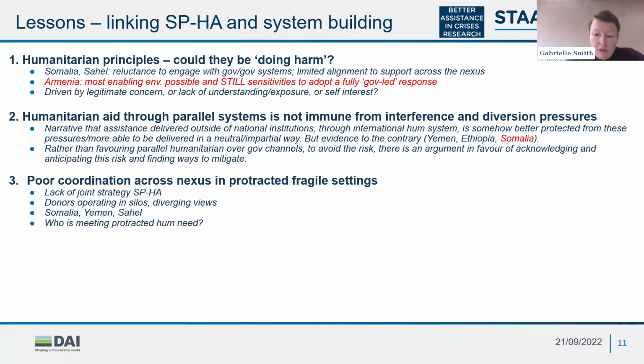So some humanitarian donors, again, understandably so, are aiming to focus more on new acute humanitarian needs. But that means this gap in protracted need is not being picked up by either humanitarian or development counterparts.